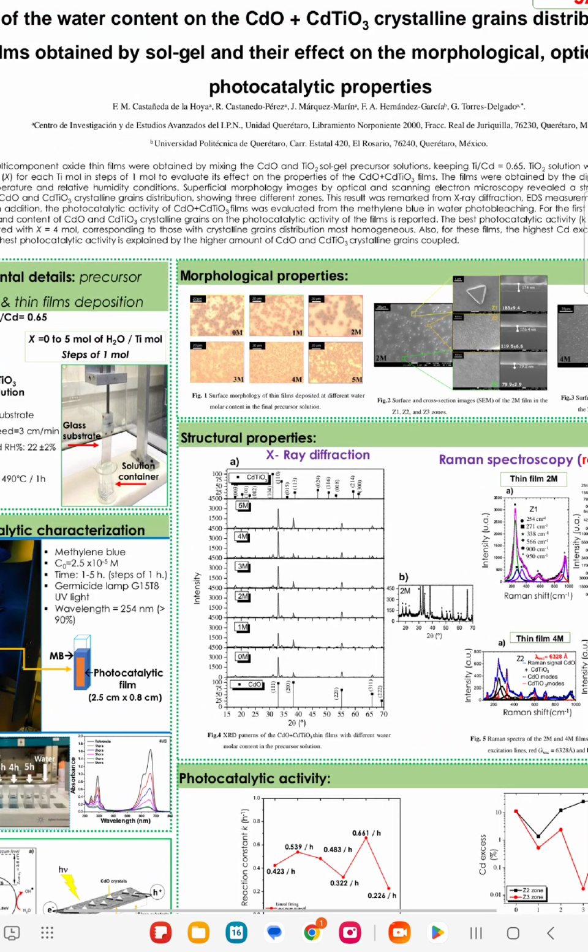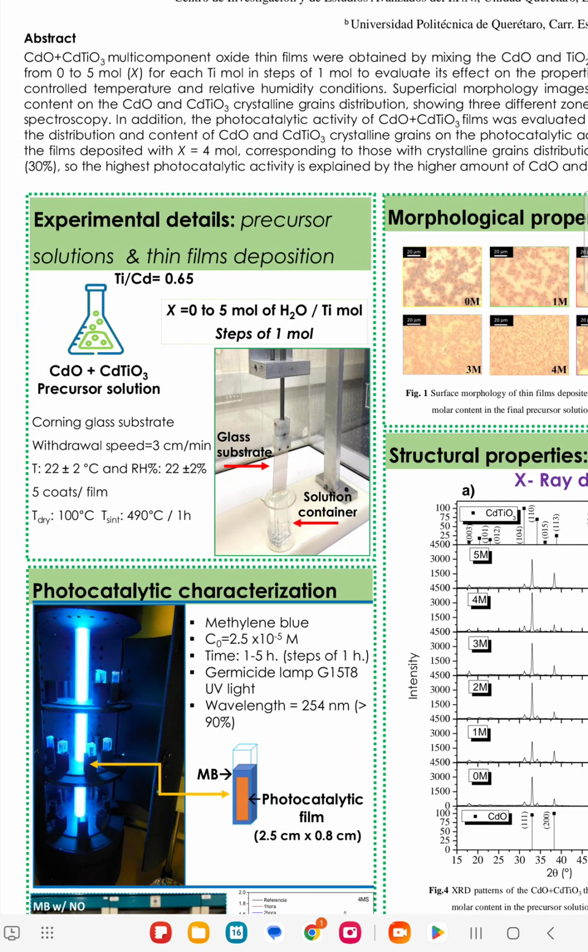In this section of experimental details, as I said before, 6 different precursor solutions were made with the titanium to cadmium ratio maintained constant at 0.65. In these 6 precursor solutions, the water content was varied from 0 to 5 mol of water per titanium mole. And the final precursor solutions were kept at 4 degrees Celsius after being obtained.